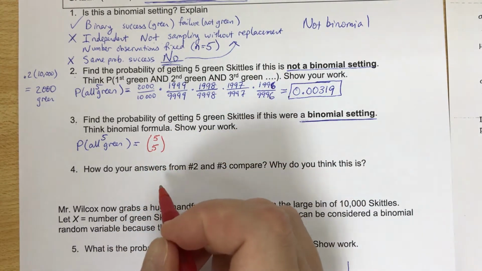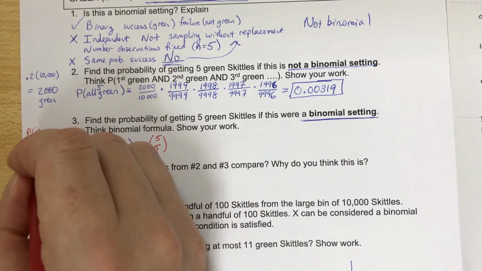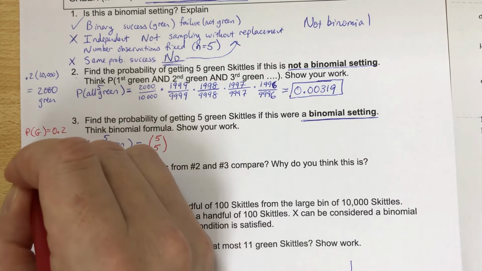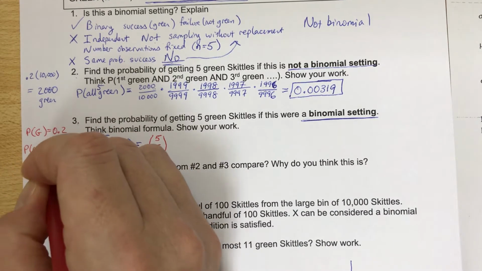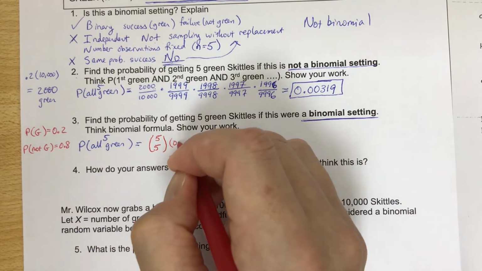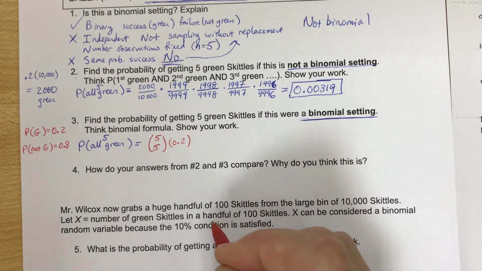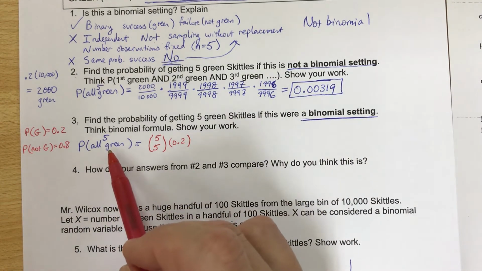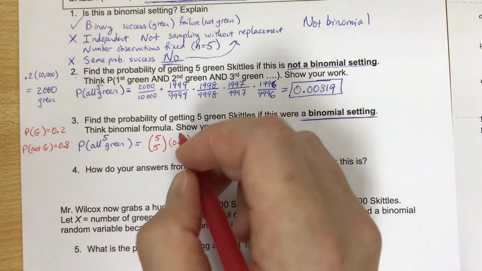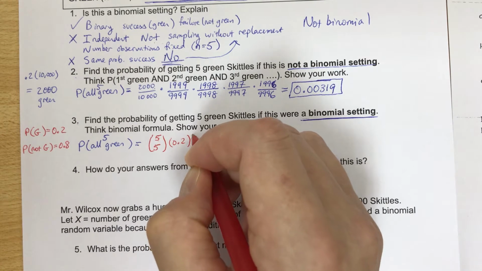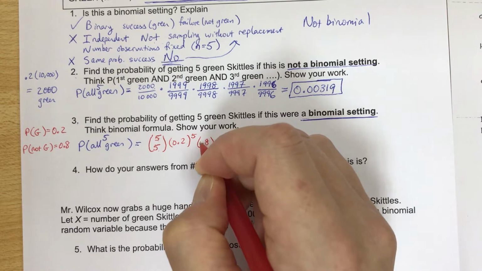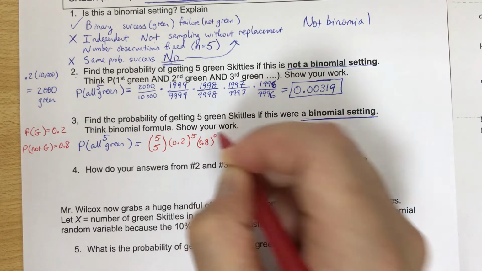The probability of success, so the probability of green, is 0.2, 20%. That means the probability of not green is 0.8. So if we want all 5 of them to be green, now remember, we're choosing 5. That's why this is not 10,000 now, this is 5. 0.2 raised to the 5th power. All 5 are green, which means none of them are not green.